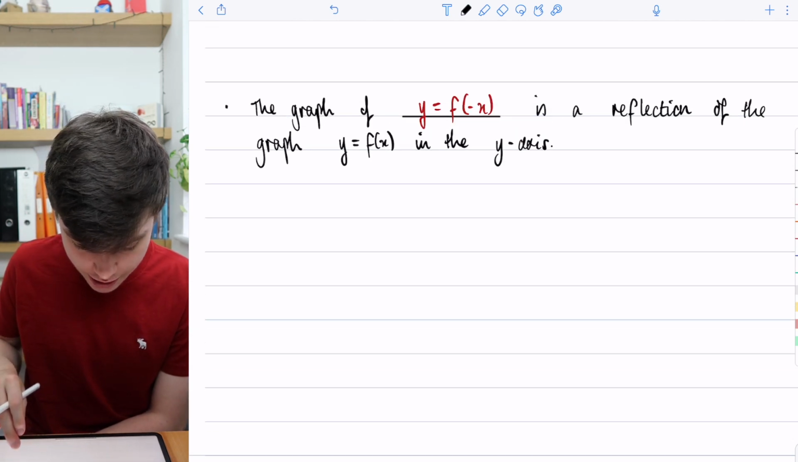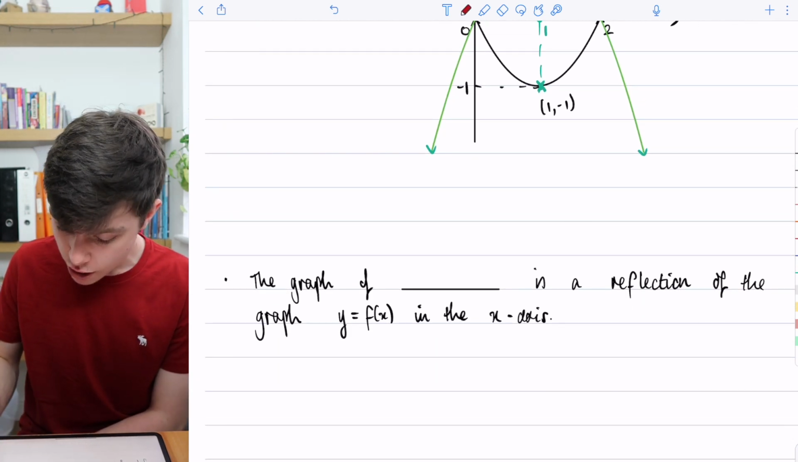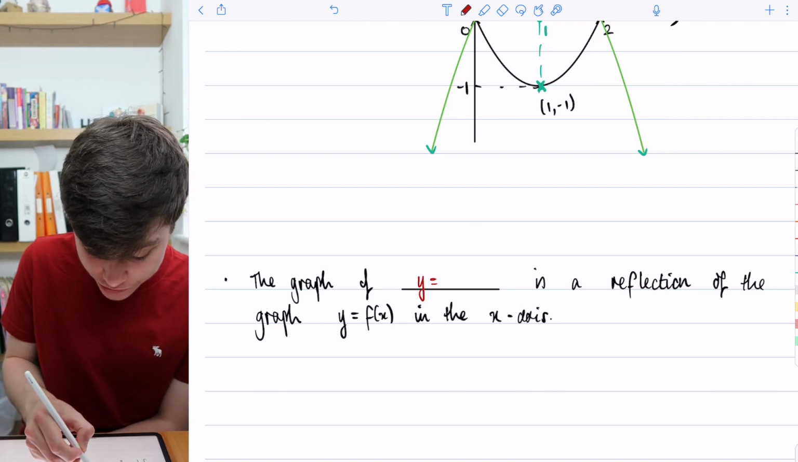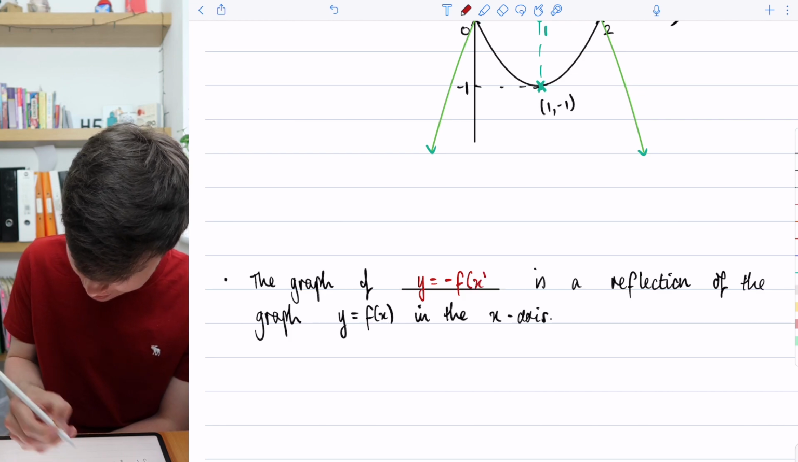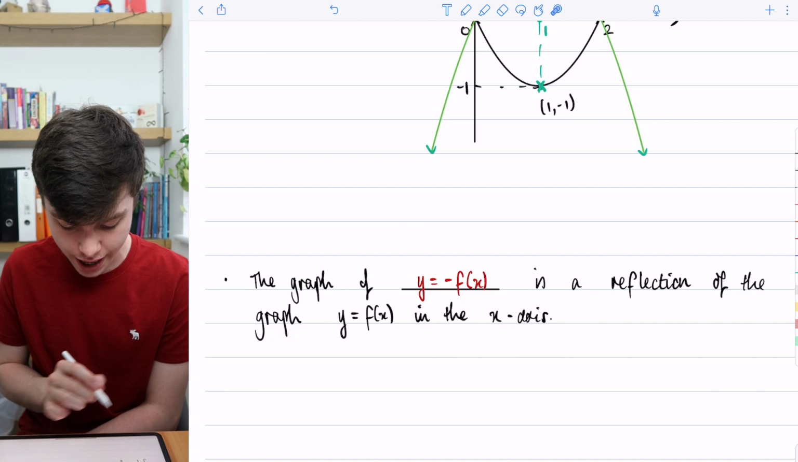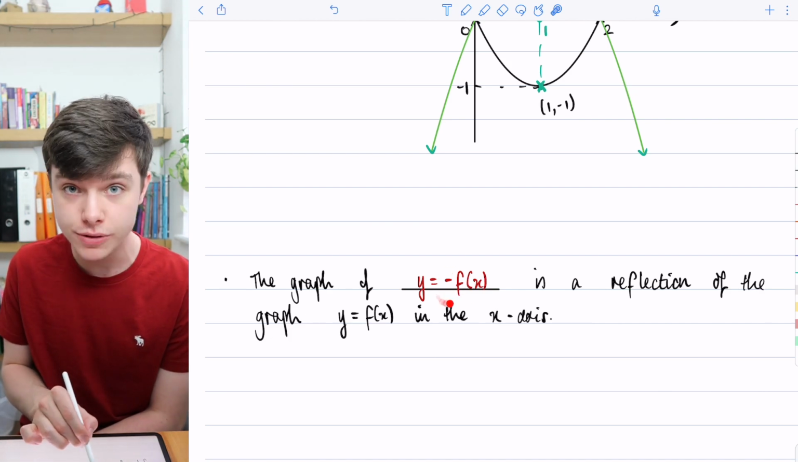Notation for that is quite similar to the other notation. Did I write it in red? I did, I'll write it in red again. Quite similar to the other notation, but this time the graph of y equals minus f of x is a reflection in the x-axis. So this time the minus was outside the function.